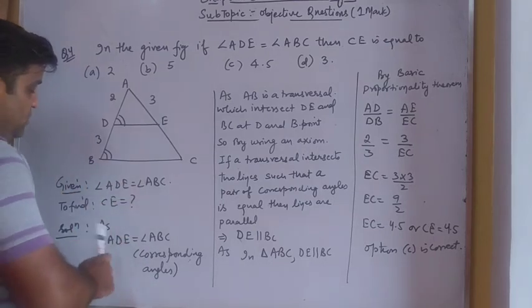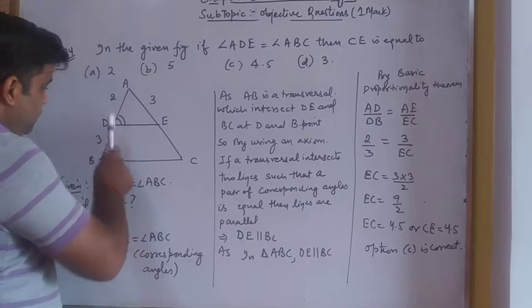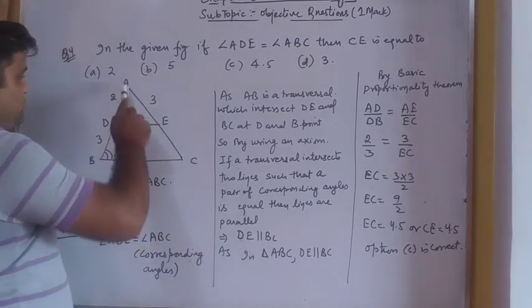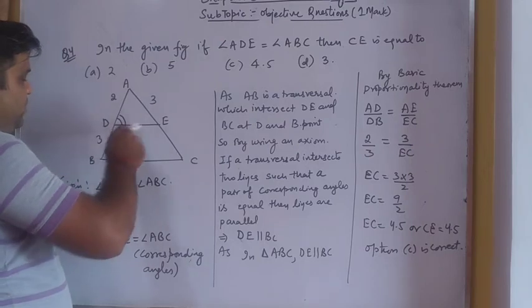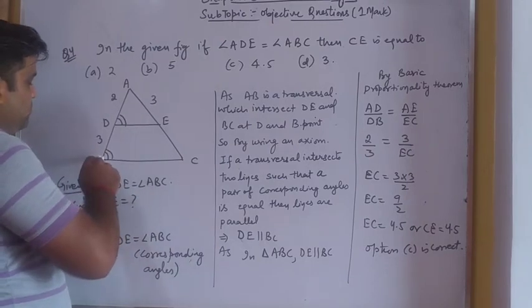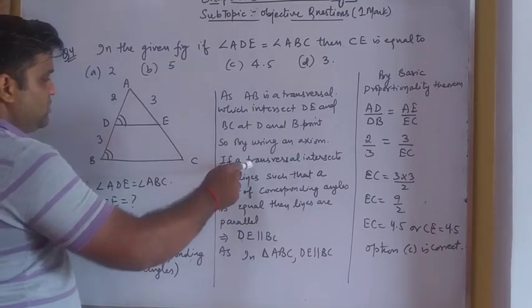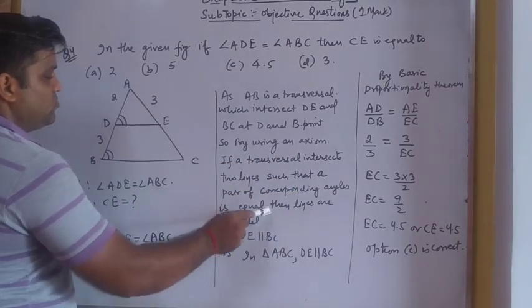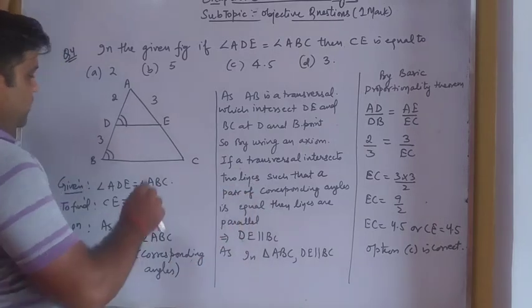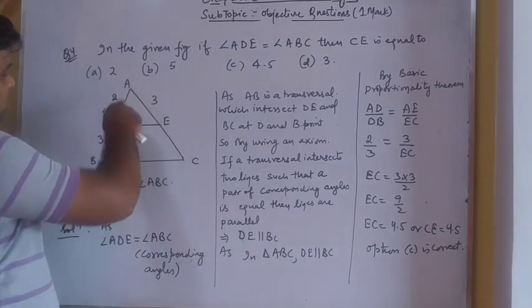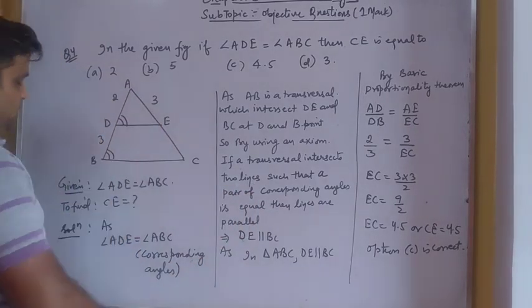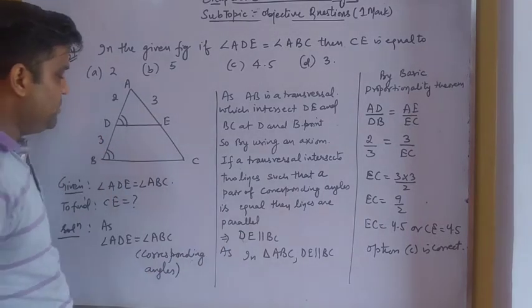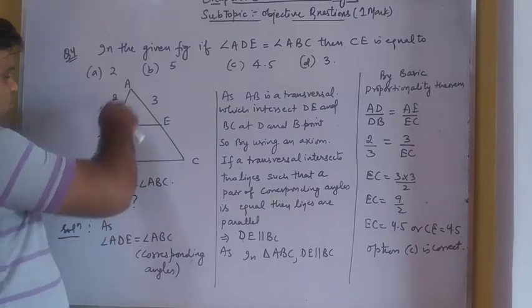As angle ADE is equal to angle ABC, from the figure we can see that these are corresponding angles. Here, AB is the transversal which intersects DE and BC at points D and B. By using the axiom that if a transversal intersects two lines such that a pair of corresponding angles is equal, the lines are parallel, we can say that DE will be parallel to BC. We write this.